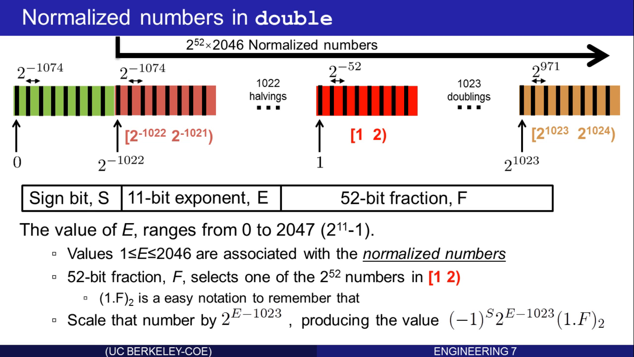The choice of f selects one of the numbers in the interval 1 to 2, and then the choice of e selects which of those intervals to use. E equals 1 represents 1022 halvings, and e equals 2046 represents 1023 doublings. The whole range is achieved. There are 2046 intervals represented, and each interval has 2^52 numbers. So there are 2^52 times 2046 positive normalized numbers. That many negative normalized numbers as well.